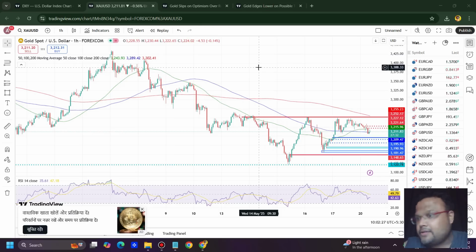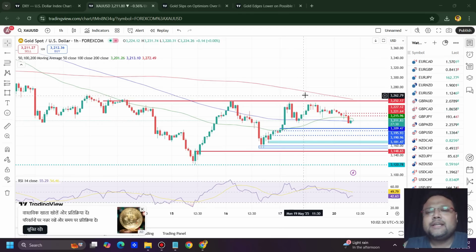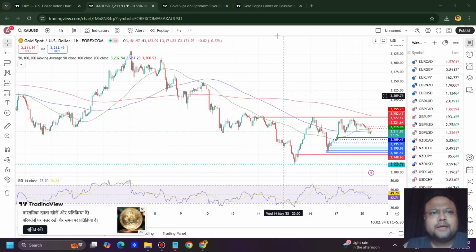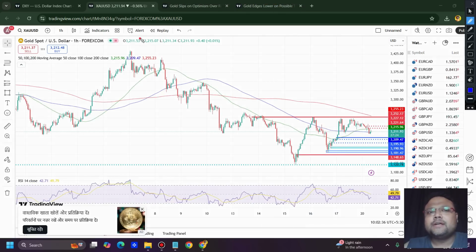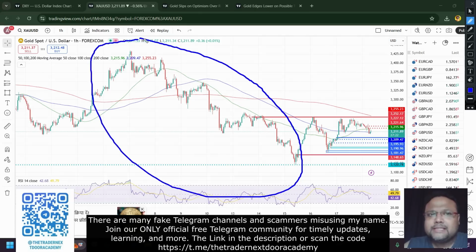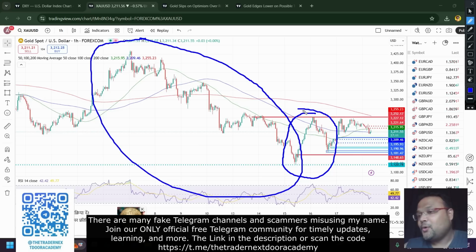And my dear friends, this is the hourly chart of gold in front of us, and we can see that gold is still trading inside this tight range. For the last few days, gold was under pressure because of the easing tension between US and China. But when gold showed this up move from the 3120, 3125 area, gold made us believe that the correction is over and gold is going up. But again, we can see that gold is trading inside a range.